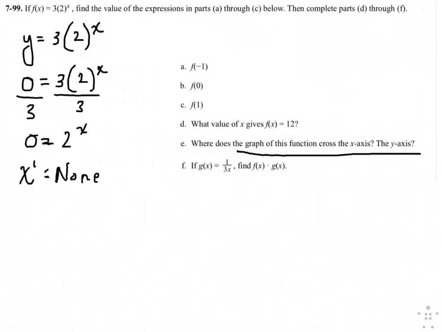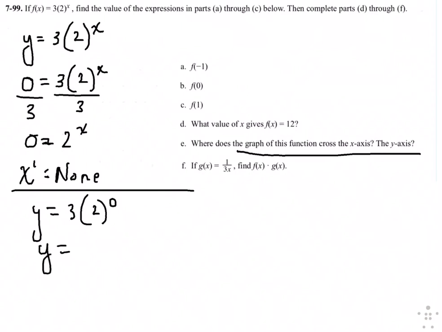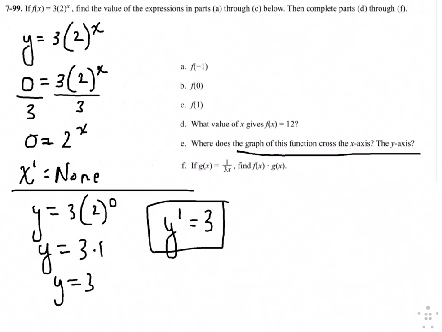Now let's do the same for the y. So for this one, y equals 3 times 2 to the 0, right? We want to know when x is 0. And this one we did already, right? It's y equals 3 times 1, right? 2 to the 0 is 1, so y equals 3. So the y-intercept equals 3. So the y-intercept is 3, and the x-intercept, there is none because it never crosses the axis.